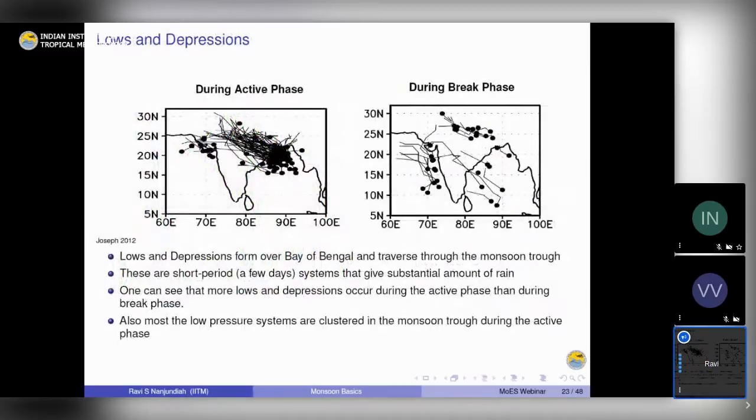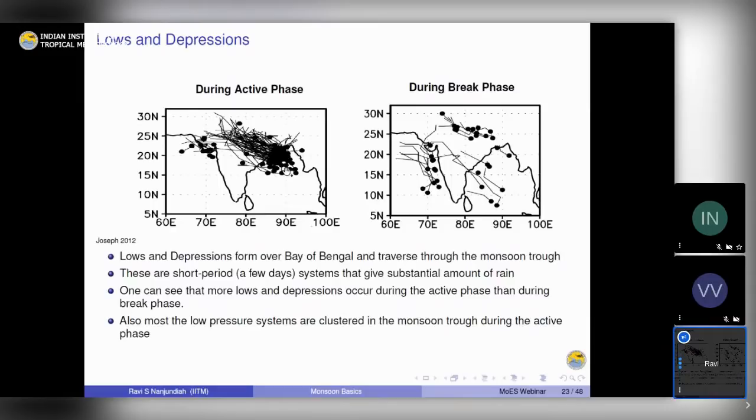So we'll now move to even shorter time scales. What we looked at happens on what we call the intraseasonal scale, which is about 20 to 25 days. We move to even shorter time scales, like 3 to 5 days, when intense rainfall systems, low pressure systems, form and move over the Indian region. On the left you see the picture during the active phase, and on the right you see the break phase.